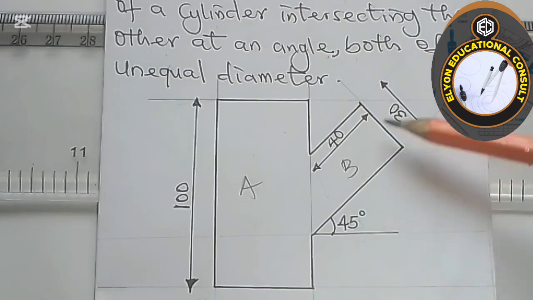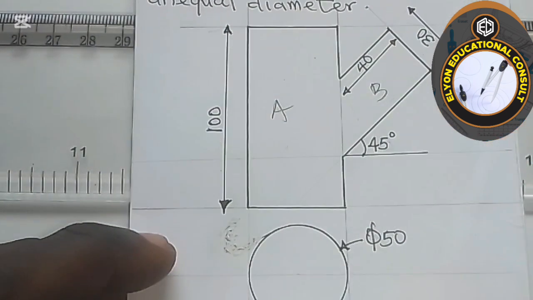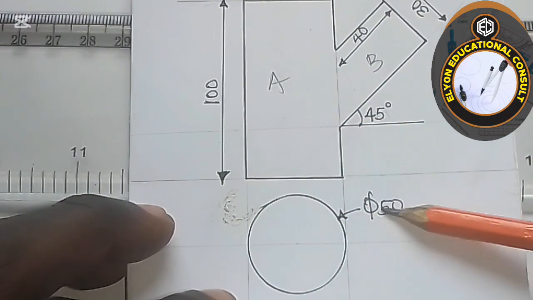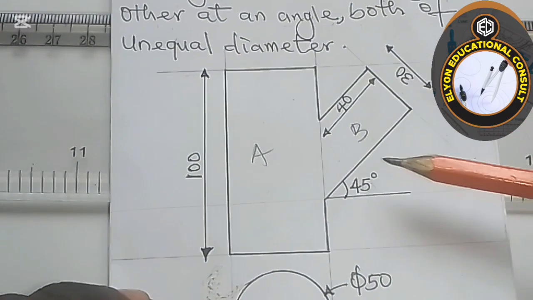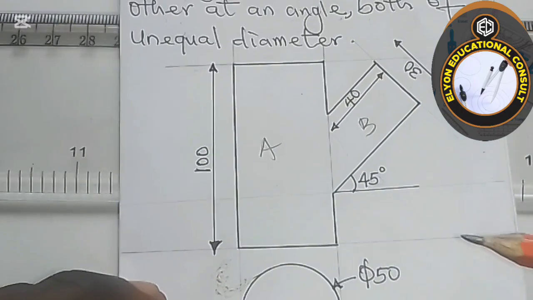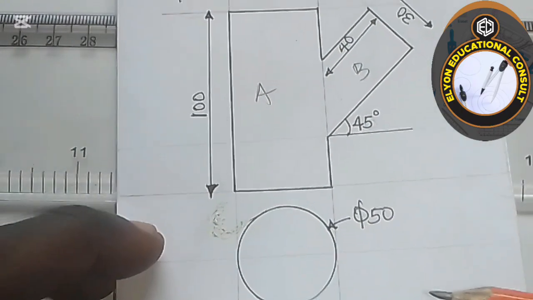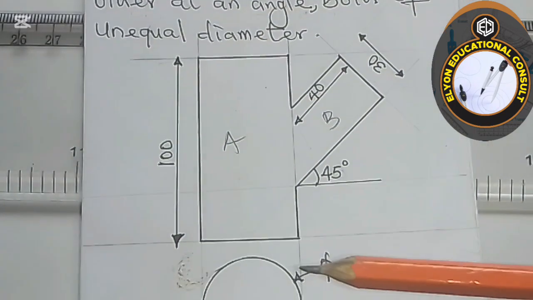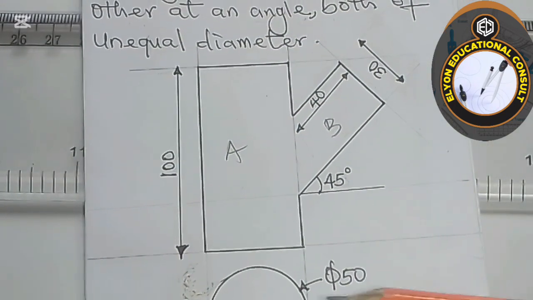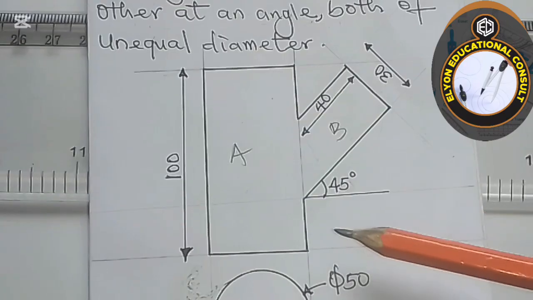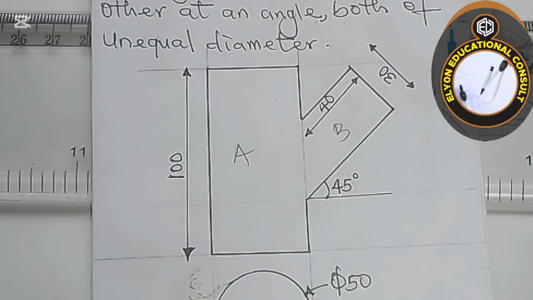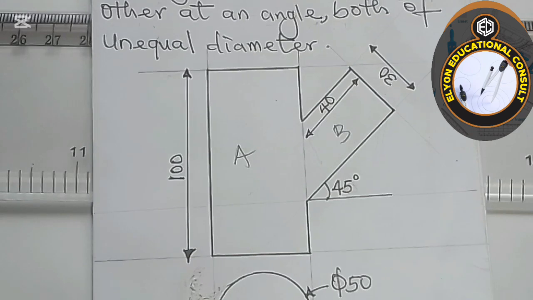The diameter of pipe B is 30, while that of pipe A, this is the plan for pipe A, is 50. So I'll be drawing the plan for pipe B as well. But the first thing we have to do in this video is to draw the given view. We are going to be drawing this given view as it is here before we proceed into drawing the line of intersection, the complete plan and the development. So let's quickly do that now right away.